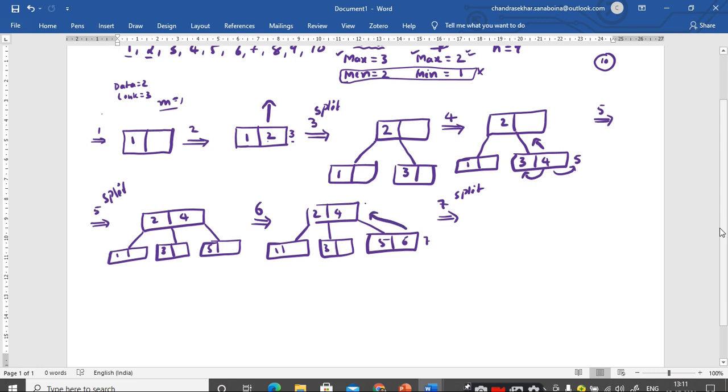But when I push 6 towards its parent, what is happening? Since the parent node has also reached the maximum number of keys, I should push the median of 2, 4 and 6 to its parent node. Now tell me, what happens to this one? 4 becomes the parent node. Super. 4 becomes the parent node.